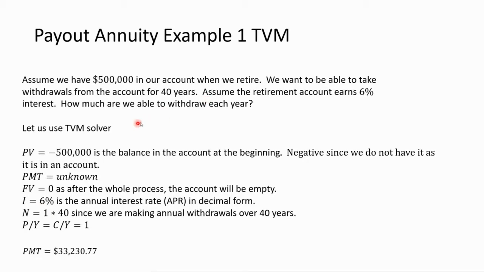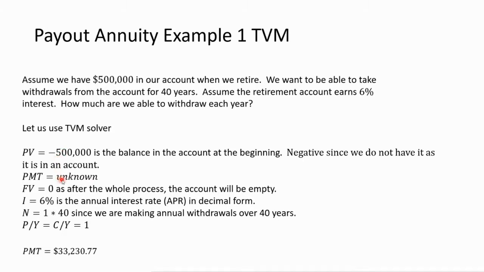Okay, if you remember with the TVM solver, there was different notation, certain things that you had to put into it. PV was one of them. That is the initial balance, the initial amount in the account. That's going to be negative here because that's money in the account. It's not money that we have, so to say. We don't have it directly in front of us, if that makes sense.